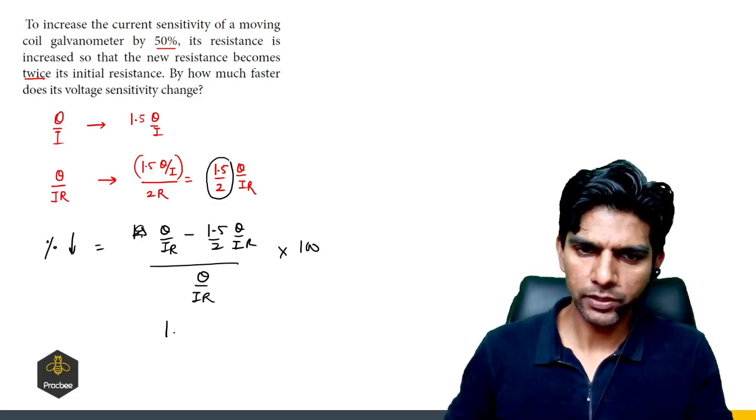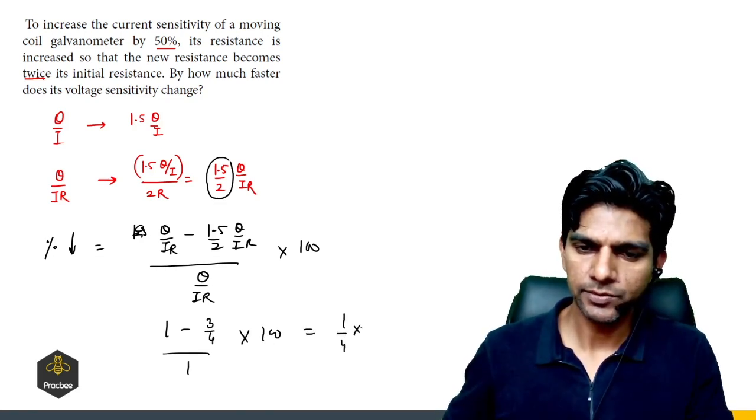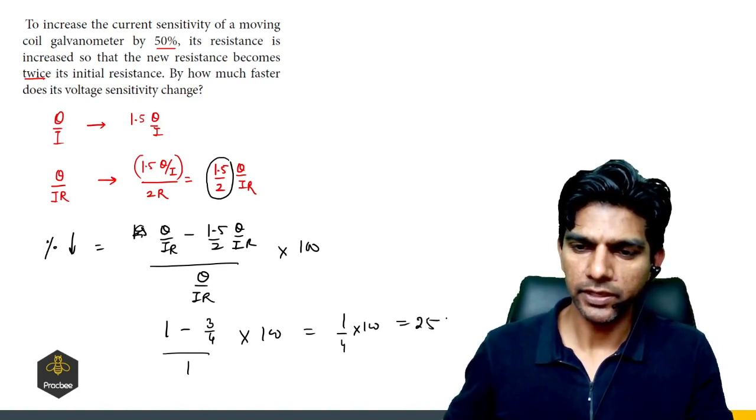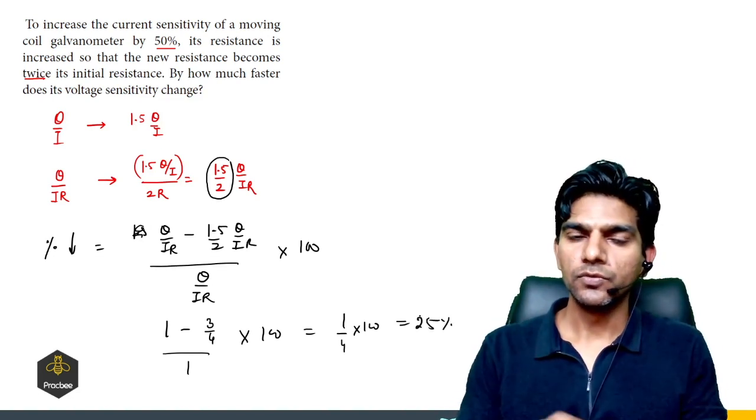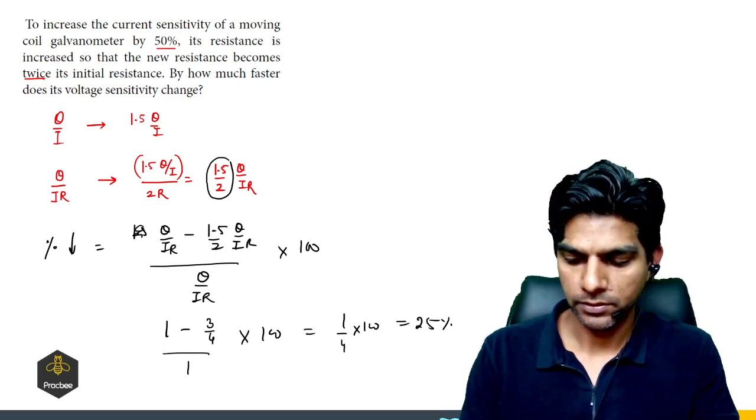So this will be 1 minus, and 1.5 by 2 can be written as 3 by 4, upon 1, into 100. So that will be 1 by 4 times 100. So it will be 25%. So the voltage sensitivity will decrease by 25%.